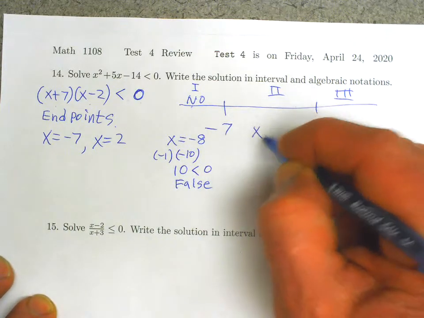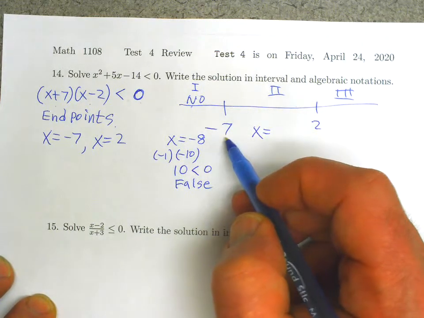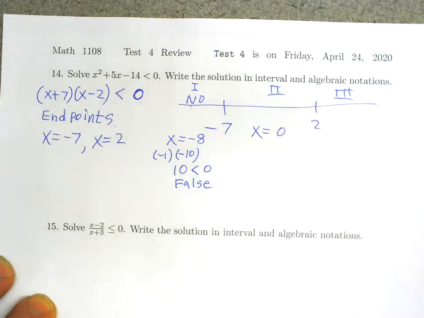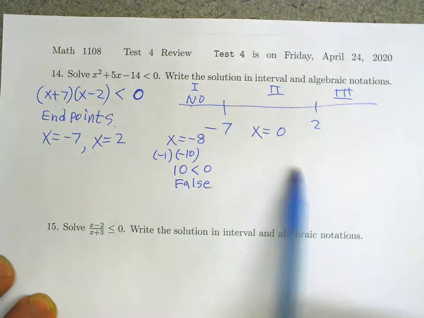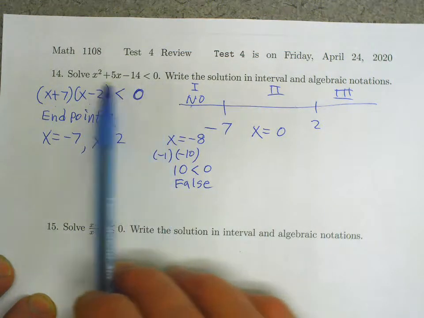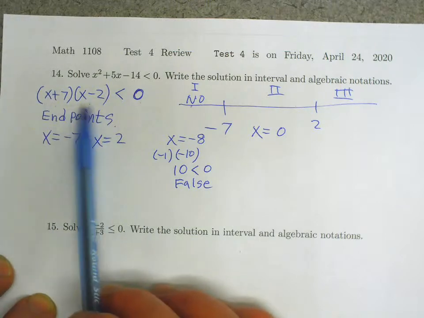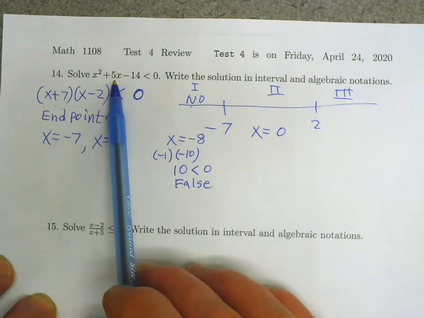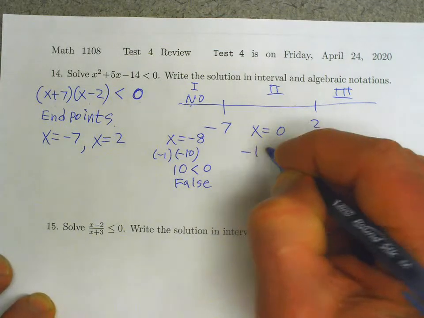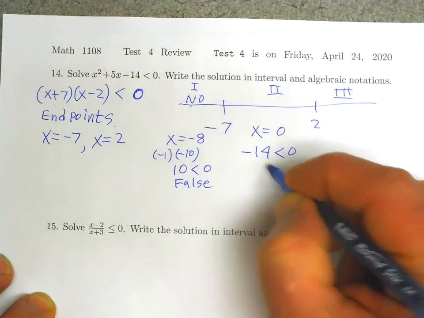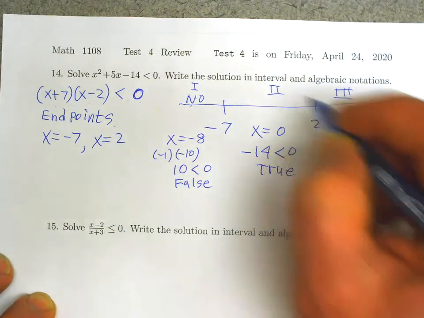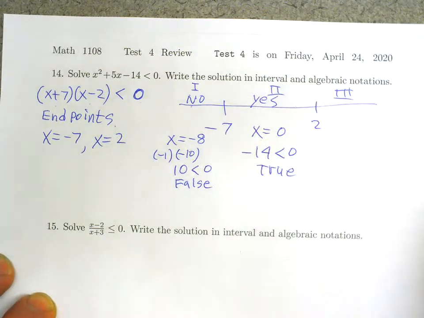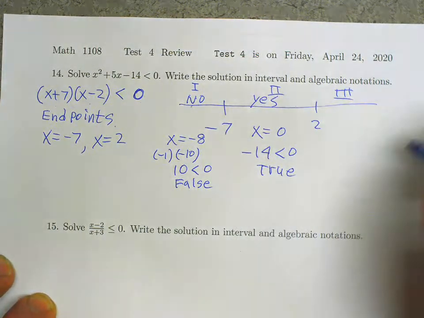In the second interval, between -7 and 2, we can pick 0. And then in the original inequality, even though the factored one also works, in the original inequality, replace every x with 0. And this time we get -14 less than 0, which is true. So the numbers between -7 and 2 are solutions.